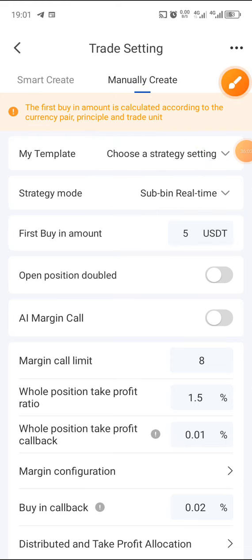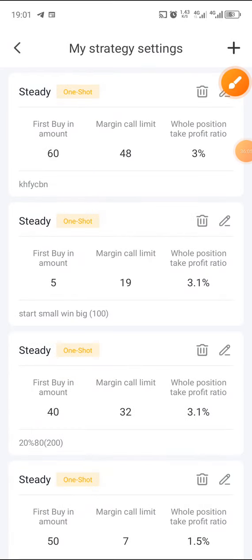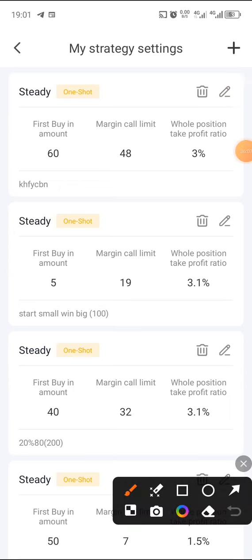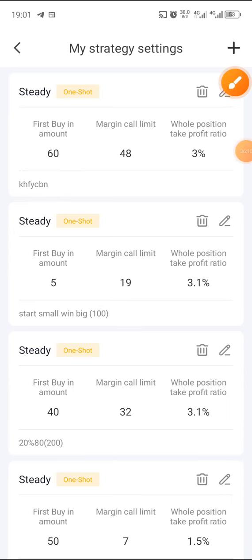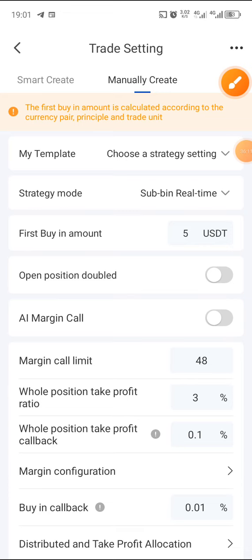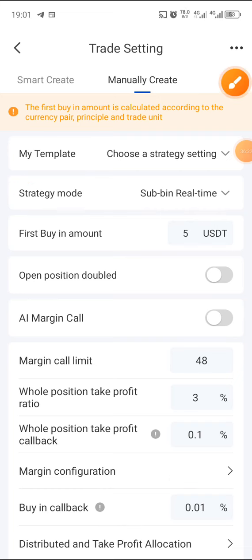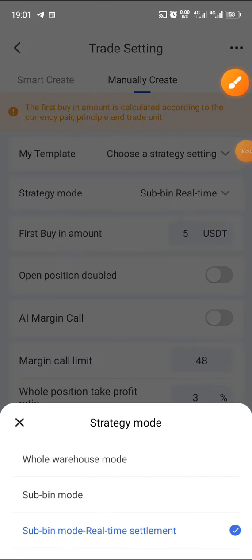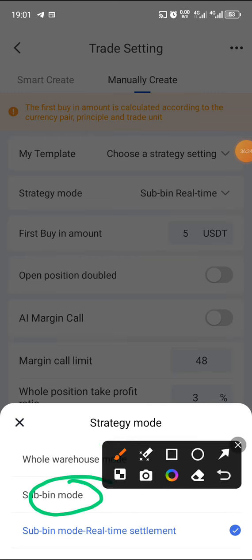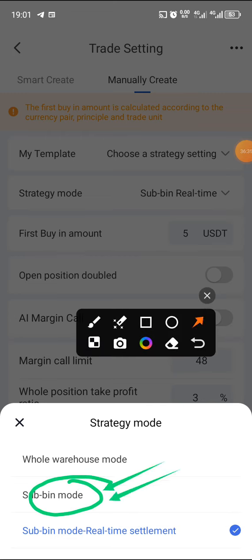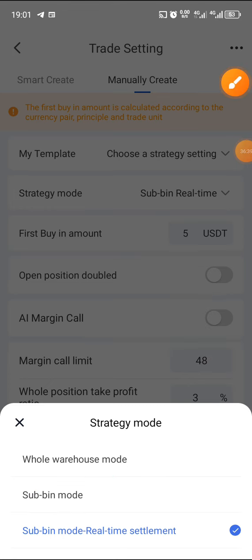So you choose the strategy you've just saved. Okay, this is the name I saved. So you click on that strategy. Then come here where you see strategy mode. Change from warehouse mode or real-time settlement to sub-bin mode. I hope you are all seeing it here, the sub-bin mode.